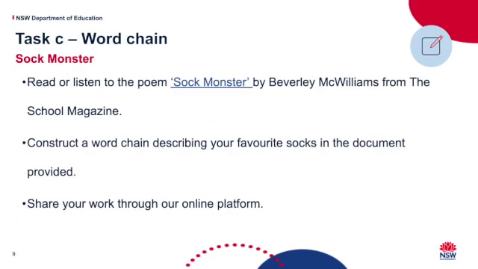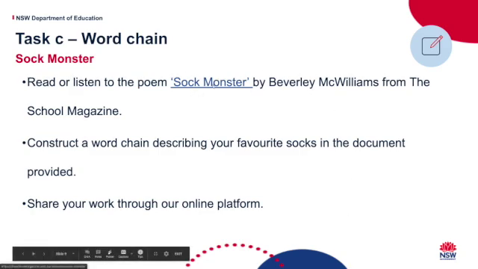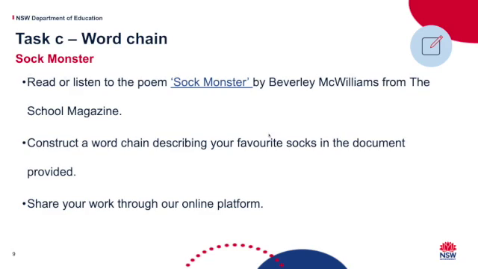Okay, word chain. Read or listen to the poem Sock Monster. There's a link there, click on it and you can go to Sock Monster. It's a poem by Beverly McWilliams from the School Magazine. Construct a word chain describing your favourite socks in the document. So words you can think of that have something to do with it. So if there was, let's say, the word courage. Think of all the words that you can think of that have something to do with courage.